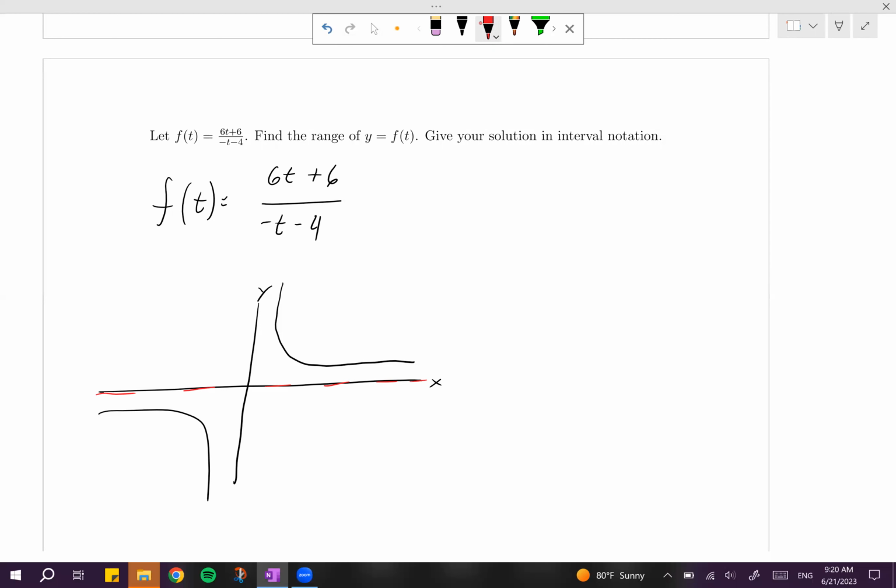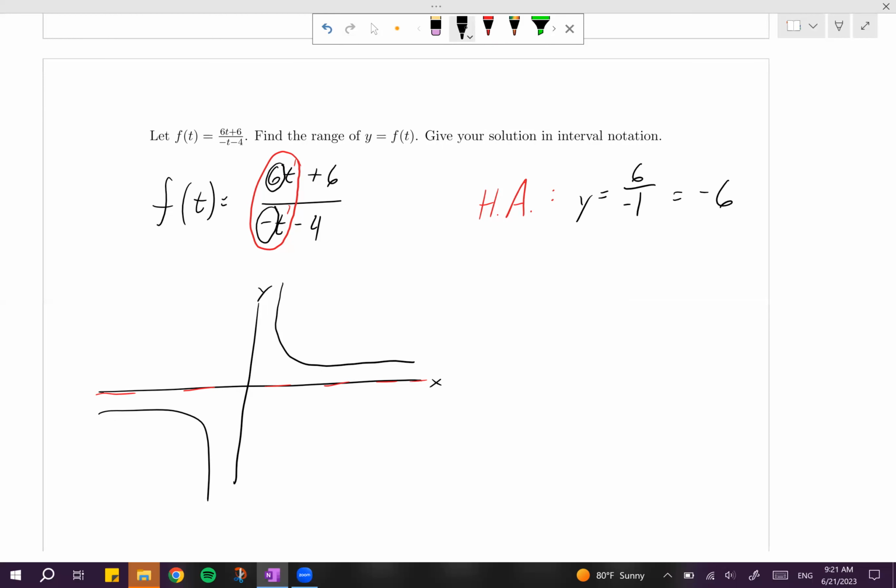All right. So to find our horizontal asymptote, we look at our leading term. All right. Our leading term here is this t. They're understood to the 1 power. And if we want to find our horizontal asymptote, we look at their coefficients. So our horizontal asymptote is the coefficients of our leading terms. So y equals 6 over negative 1, which is negative 6.